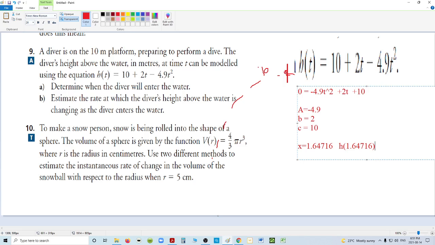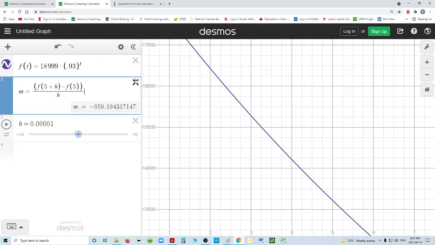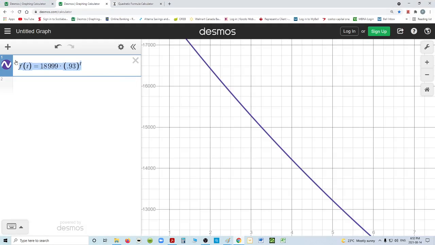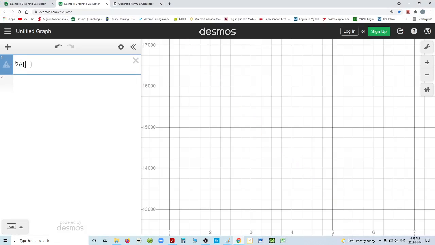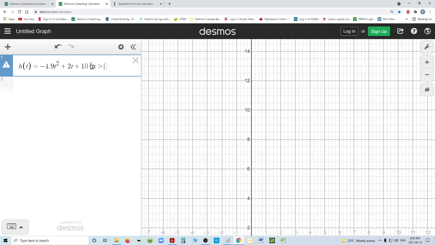So that means we have to calculate a rate of change. And yeah, I'll do it slow this time. I'm going to do his height based on time is equal to negative 4.9 t squared plus 2t plus 10. So here is that graph, and we only care about anything where x is bigger or equal to 0.